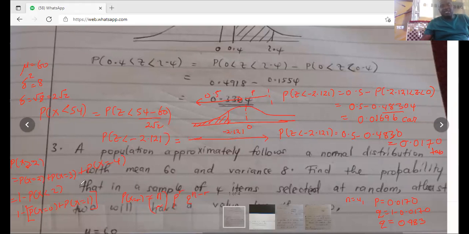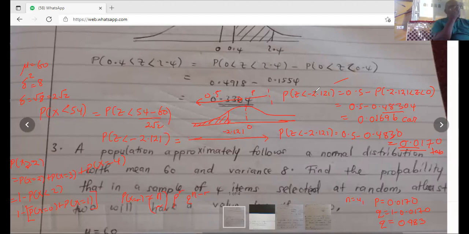But that probability is the probability of having at least 2 items out of the 4. So to have at least 2 items out of the 4, what we want to get is the success. How do we get the success of those 4 items? That success was got from that probability we have just found, which was this one. So if that became our success as a probability, we had to look for its failure. When you get its failure, you can now be in position to go ahead and find the probability using the binomial distribution for success being 0.017 and for failure being 0.983. And then you find the probability of X being greater than or equal to 2.